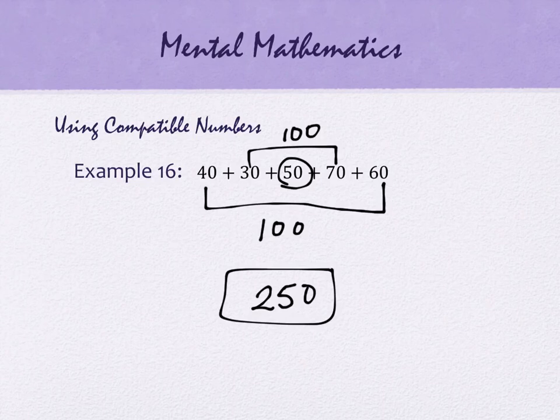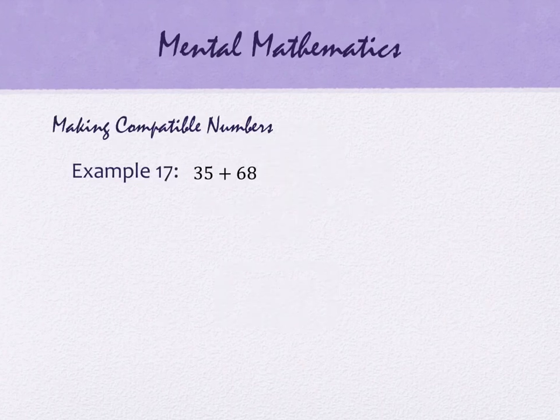Okay, we'll stop with this next example. It'll be our last one, and then I'll do the computational estimation as a video and the rest of the estimation. So the last video that I'm doing will be all about estimation. This one is actually called making compatible numbers.